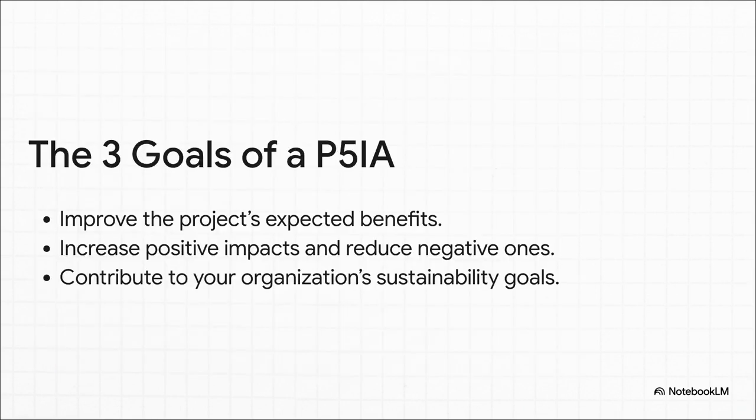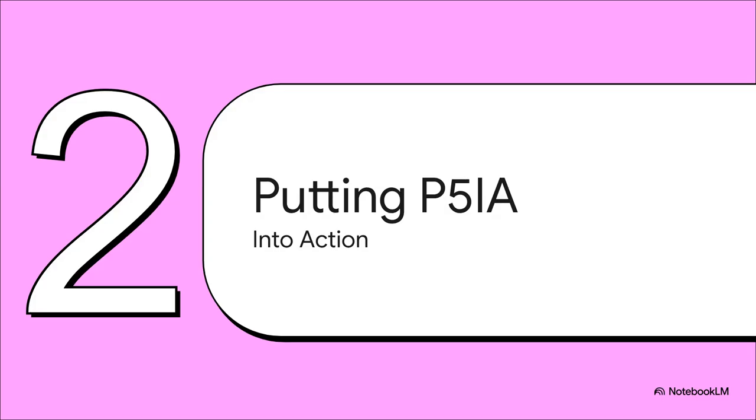Why even bother? Well, a P5IA isn't just more paperwork. It has three super clear goals. First, it helps improve the benefits you were already expecting from the project. Second, it's all about tipping the scales in the right direction, cranking up the positive impacts while shutting down the negative ones. And finally, and this is a big one, it connects what you're doing right back to your organization's bigger sustainability mission.